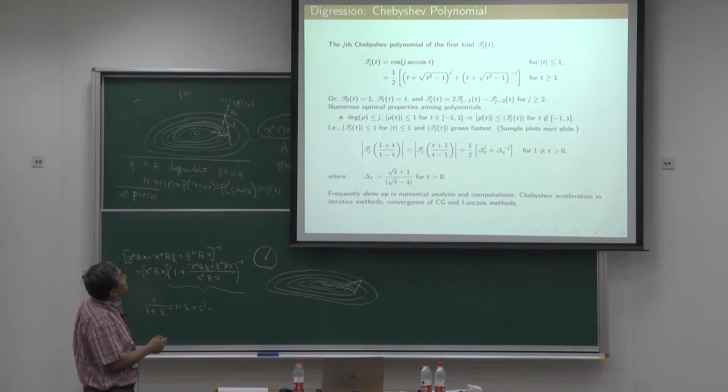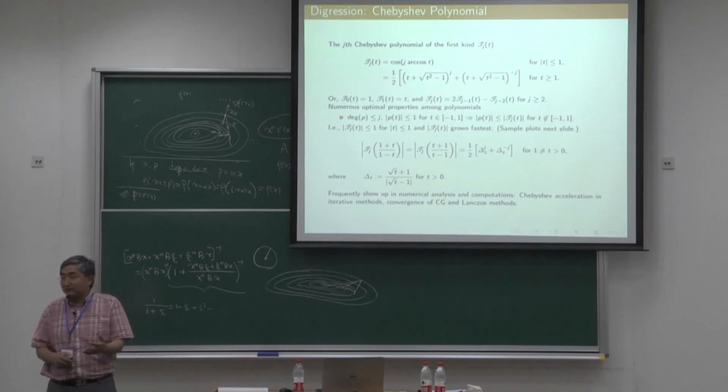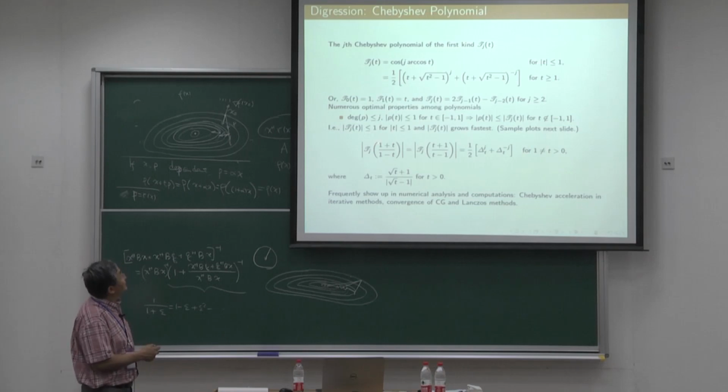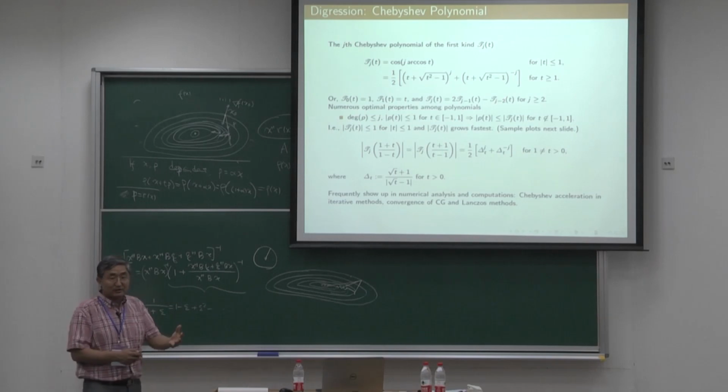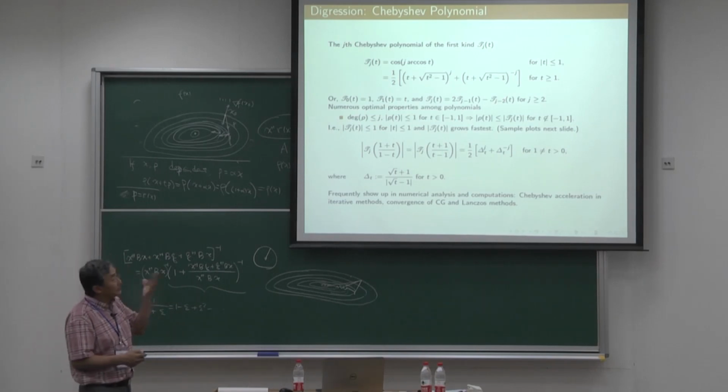So here is the jth Chebyshev polynomial of the first kind. For t between -1 and 1, it can be defined as cosine of j times arc cosine of t. For t bigger than 1, you have an expression that doesn't look like a polynomial, but you can create a recursive relation to see they are polynomials. For example, T0, j equals 0, is 1. j equals 1 is t, and afterwards you have this three-term recursive relation. This is one of the beauties.